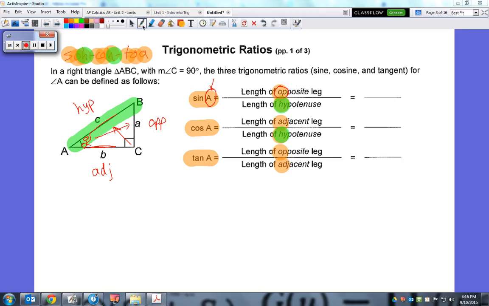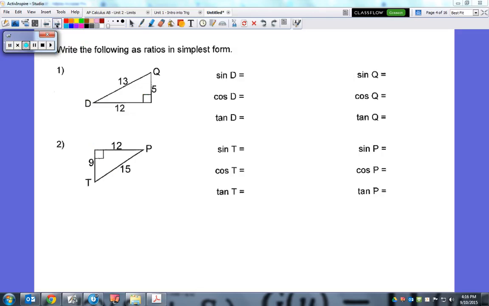So if I looked at this and I wanted to see the corresponding letters, this would be opposite, which is labeled A, over hypotenuse, which is labeled C. The cosine of A now is the adjacent. The adjacent is B. The hypotenuse is C. And then finally, the opposite over the adjacent is going to be the A over B. Don't get too wrapped up in the letters because sometimes the letters will be different.